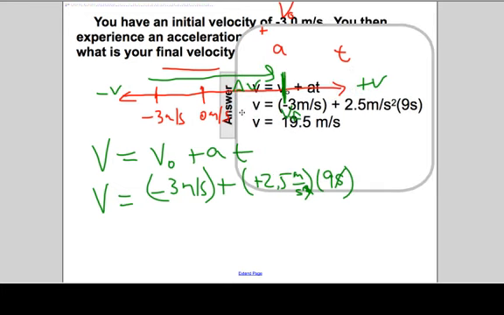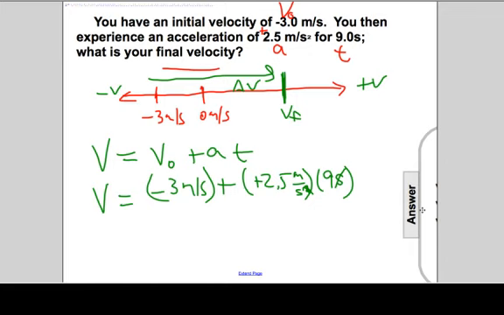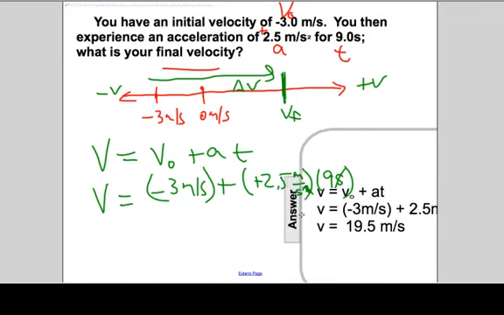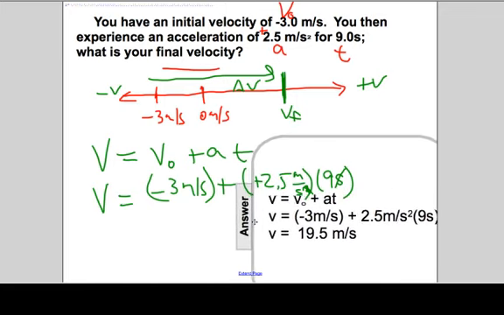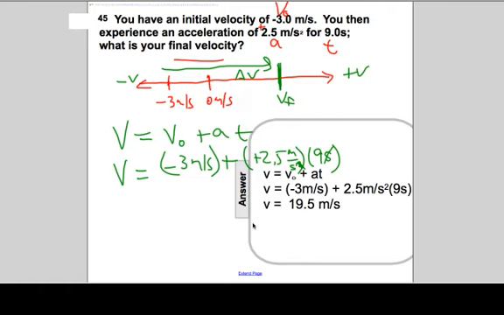and the new velocity indeed is large and positive. So our new velocity out here, after we accelerate, that new velocity is positive 19.5 meters per second. So my delta V is positive, because my acceleration is positive.